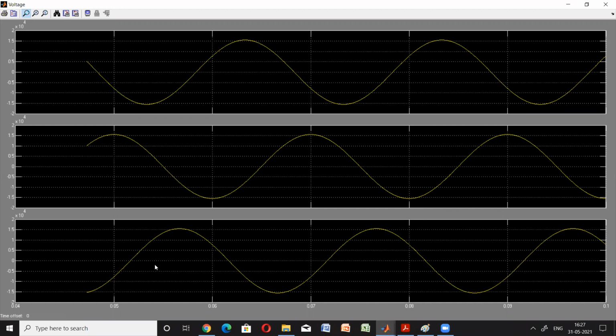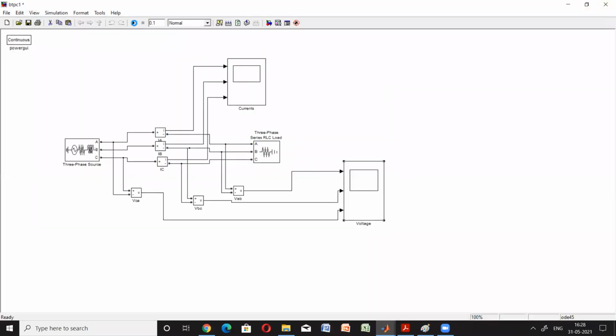So basically we are getting a three-phase waveform, but in three different domains. In the upper scope, we are getting the AB, then BC, then CA. So definitely we are taking the line voltage, and here we are getting a three-phase voltage, but in three different domains. Okay.